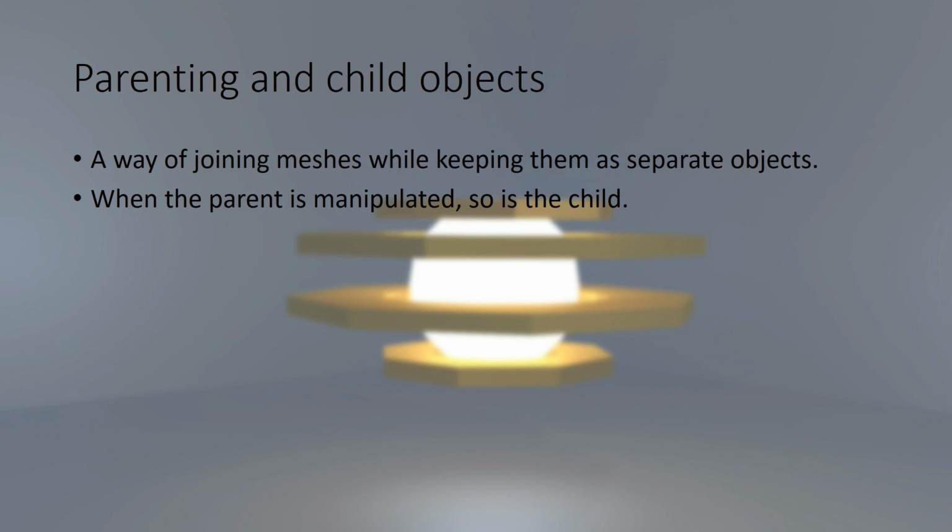In this lecture, we're going to be learning about parenting and child objects. This is a way of joining meshes while keeping them as separate objects. When a parent is manipulated, so is the child. When a child is manipulated, the parent is not. Let's see what this looks like in Blender.